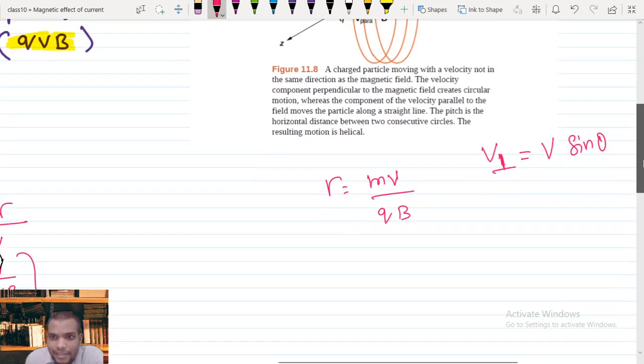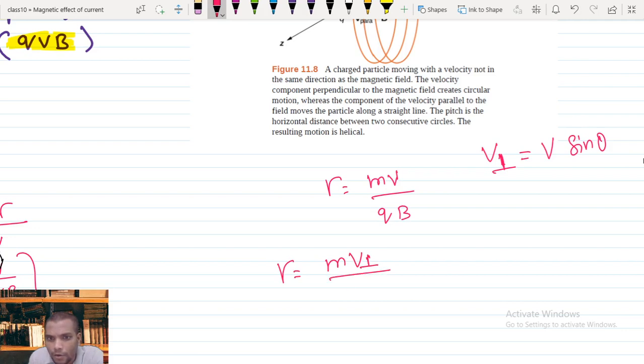Now to find the radius, because the perpendicular component is responsible for the circular motion, in this radius we can substitute that. So r equals m times v perpendicular upon qB. If we put that value here, that changes to m v sine theta upon qB.